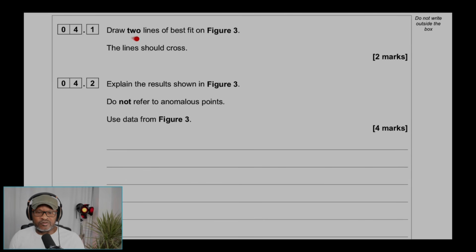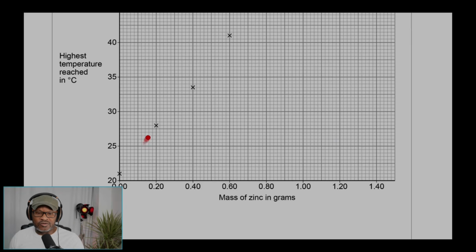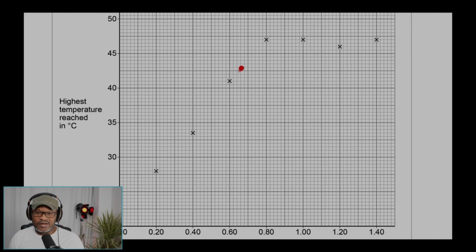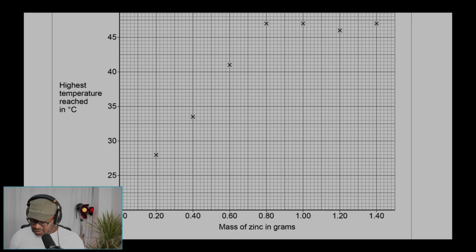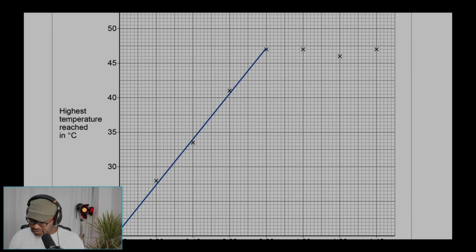So the emphasis is on 2 lines. The lines should cross. So that's 2 marks for that. So we go on to the curve. You can see we need to draw that line over there. So that's the line there. And we have to draw that line here. And that line should cross. Okay, so the first one is to draw that line. And the next one is to draw that line there. So they will cross there.